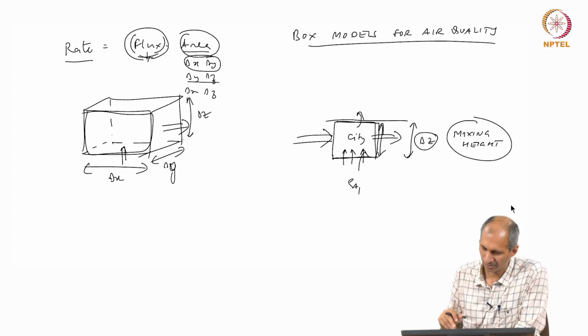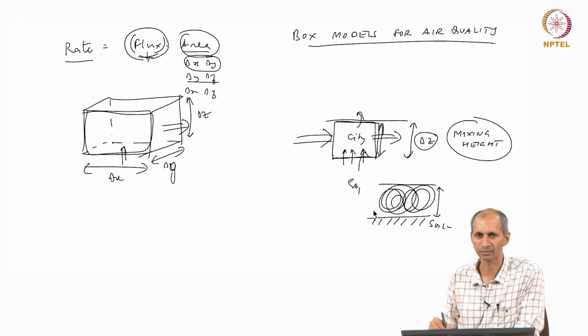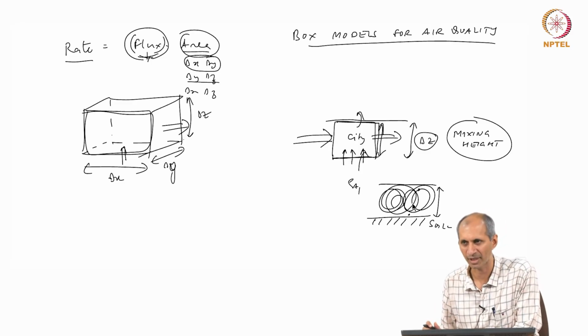Okay. That mixing height is based on an assumption that, say, this is the ground, this is soil, and this is some height here in which everything is well mixed. Whatever I add here is mixed, which means that if I measure a concentration of a pollutant here and I measure it here, it should be the same. That is the assumption that we are making.